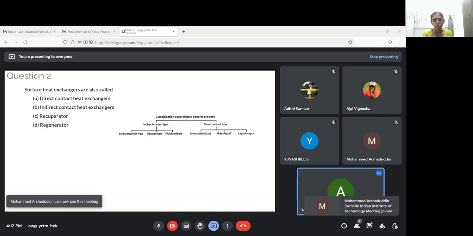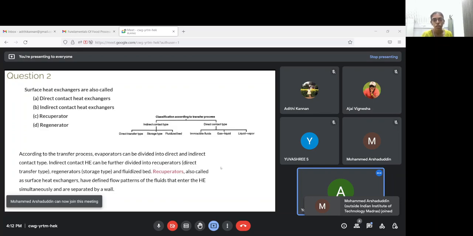So in a surface type storage type evaporators, both the fluids do not flow in simultaneously. Although this is another kind of an indirect contact heat exchanger where both the fluids do not mix, both the fluids do not enter the heat exchanger simultaneously. In case of a fluidized bed, you will have one fluid passing through a pipe. The other fluid will pass through a fluidized bed, and that will transfer the heat.